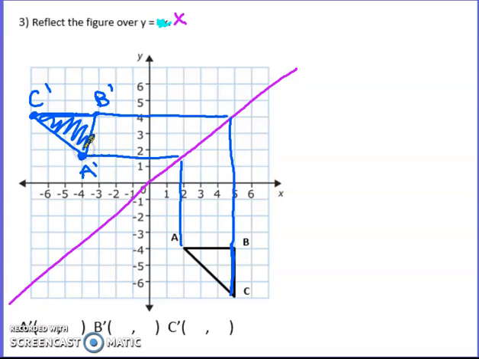From here, I have my new shape. And the thing to keep in mind, again, if I were to fold it along that reflection line, they would be mirror images of each other. They would meet. A prime would line up with A, B prime would line up with B, and C prime would line up with C.